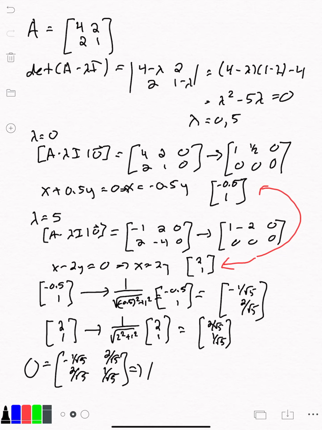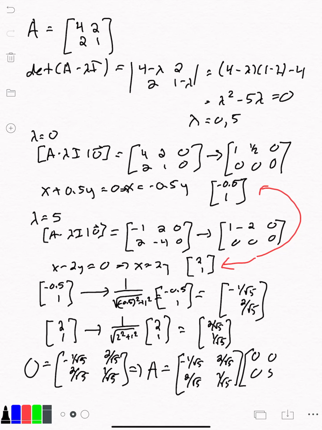Then finally, your orthogonal diagonalization is we put these here, and then my diagonal has my eigenvalues, and then that same matrix inverse, which is also the same as the transpose. I won't work that out right now.